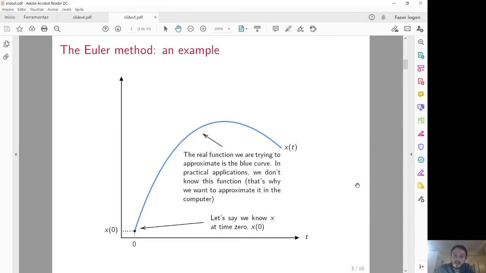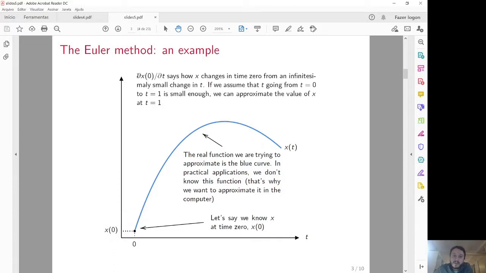So here is an educational example of this method. The blue curve is the function x, x as a function of t. Okay, that's the function we would like to know. Let's say that we don't know this function. And we know the value of x at time 0. Okay, so this is represented by this dot here. We have at time 0, x0.